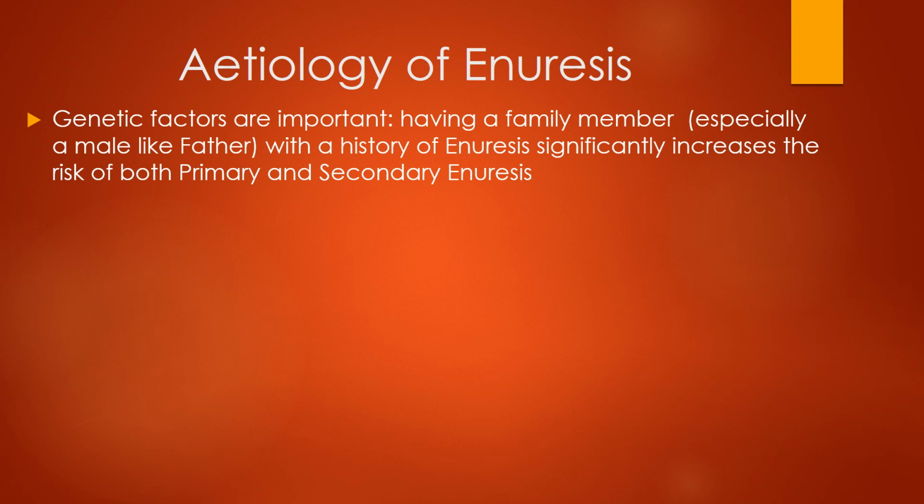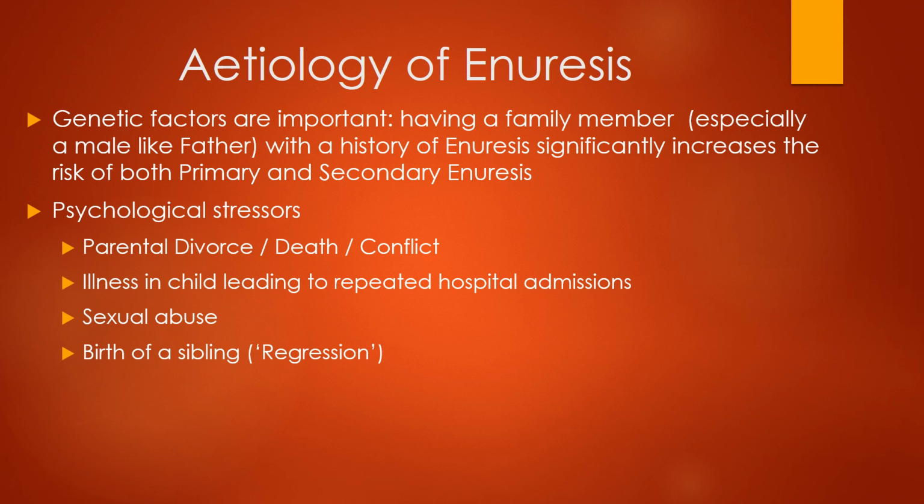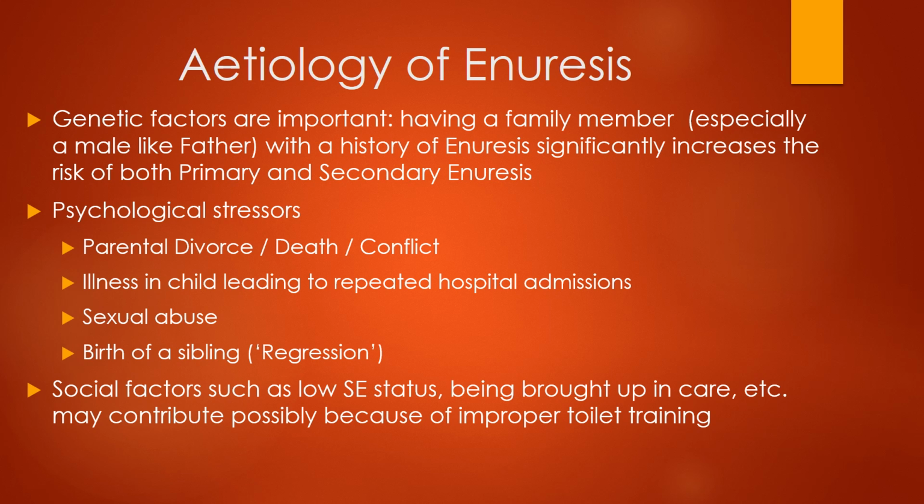Genetic factors are important in the etiology of enuresis. Having a family member, especially a male family member like the father, with a history of enuresis significantly increases the risk of both primary and secondary enuresis. Psychological stressors include parental divorce, death, conflict, or illness in the child leading to repeated hospital admissions, sexual abuse, or birth of a sibling. Social factors such as low socioeconomic status or being brought up in care may contribute, possibly because of improper or inadequate toilet training.